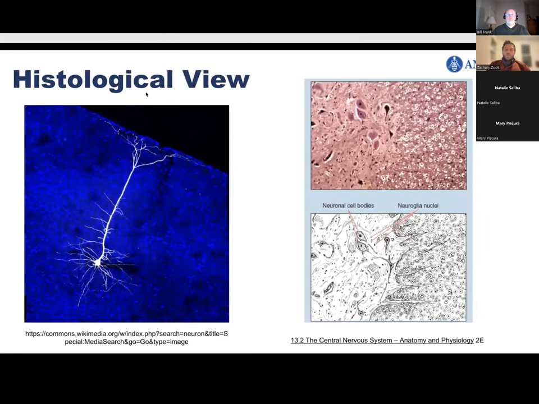So a histological view. If you think about a neuron, they're tough to get in a slice section, right? Because if you can see here on the left, it wiggles its way through, and it's not exactly in a 2D plane.